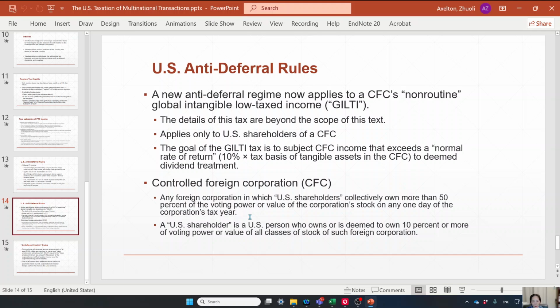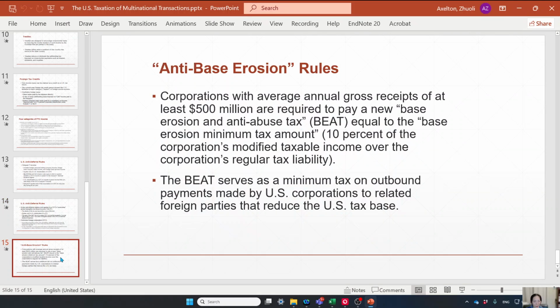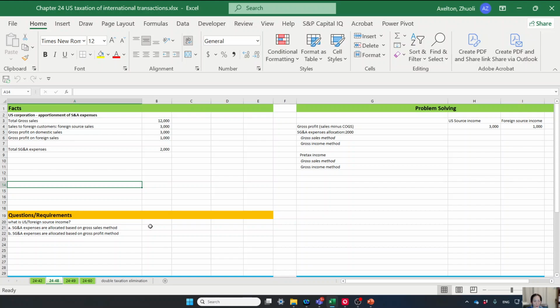A U.S. shareholder is a U.S. person who owns or is deemed to own 10% or more of the voting power or value of all classes of stock of such a foreign corporation. Anti-base erosion rules are also part of the TCJA, as an effort to shut down the deferral of U.S. income for multinational corporations.